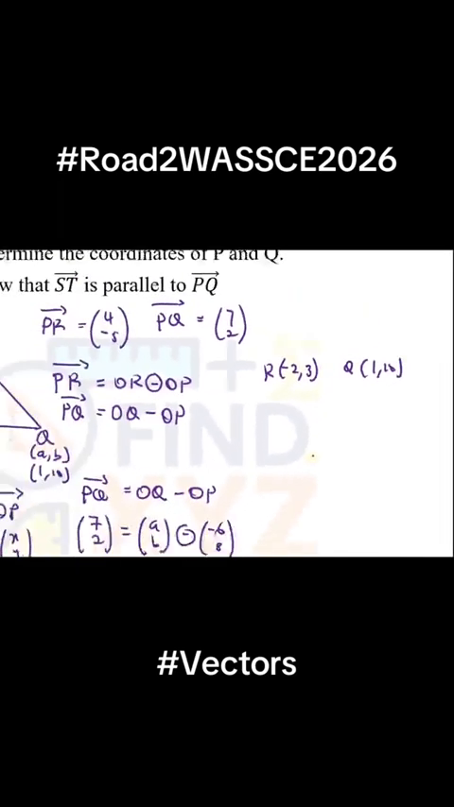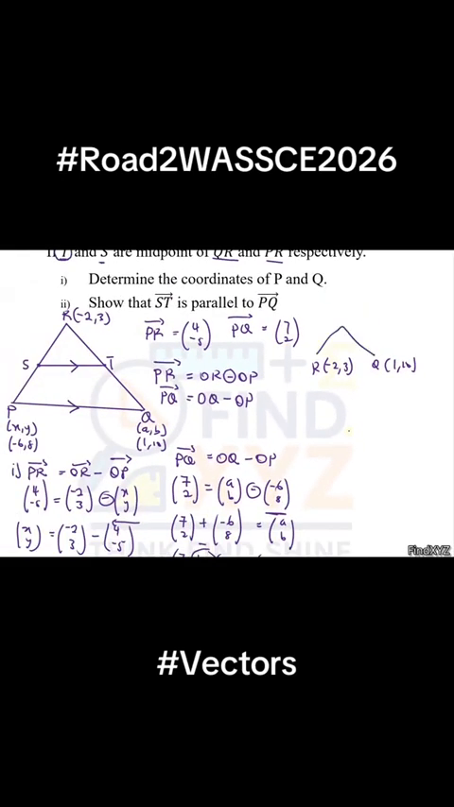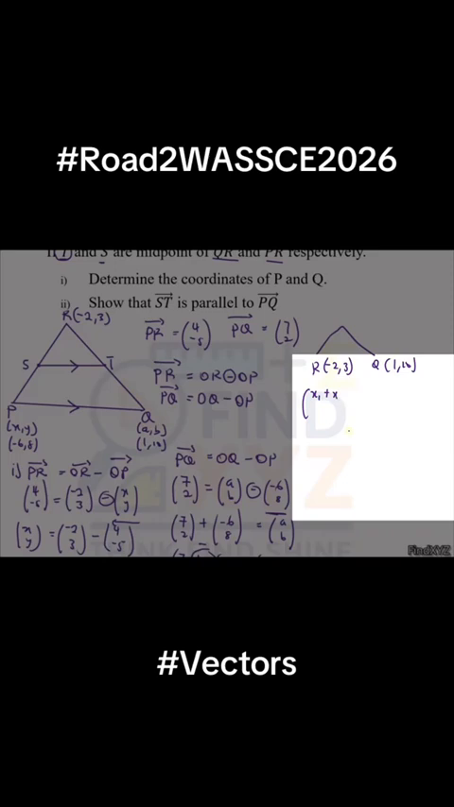Since T is the midpoint of R and Q, we can find the midpoint T. So we know it's x1 plus x2, we divide it by 2 because it's the midpoint, halfway. Then y1 plus y2 divided by 2. So this will be the horizontal component and this will be the vertical component. So we label this as x1, y1 and this as x2, y2. So we add the horizontal components together, we divide by 2. Then we add the vertical components together, we divide by 2.